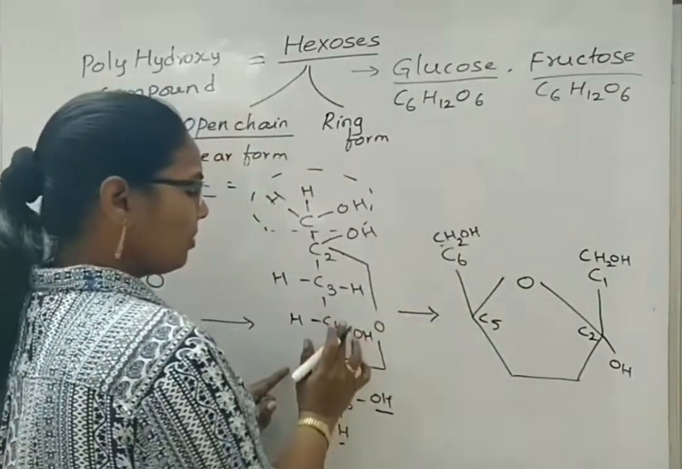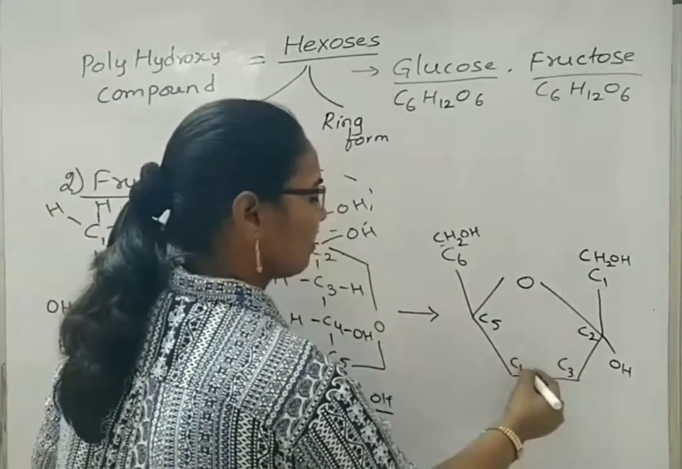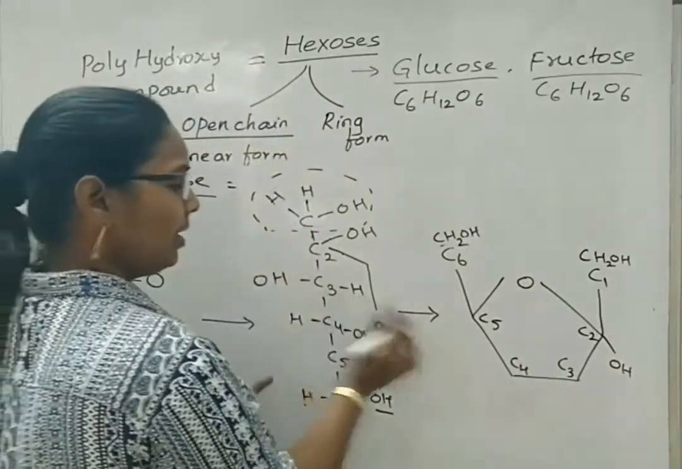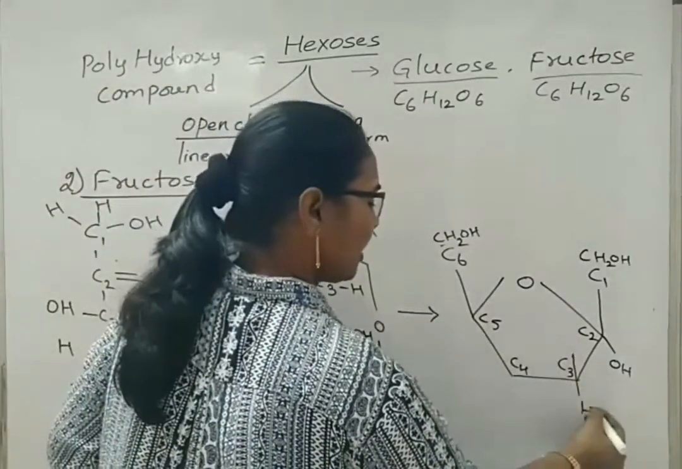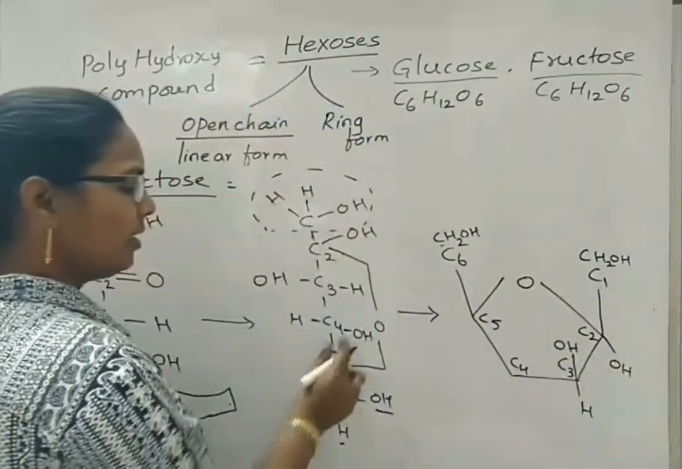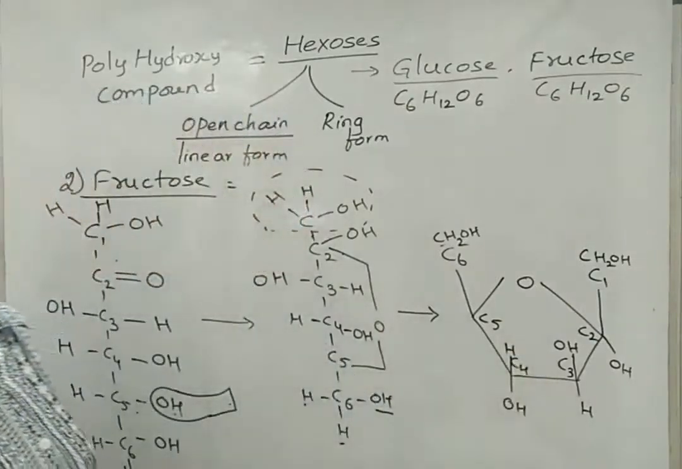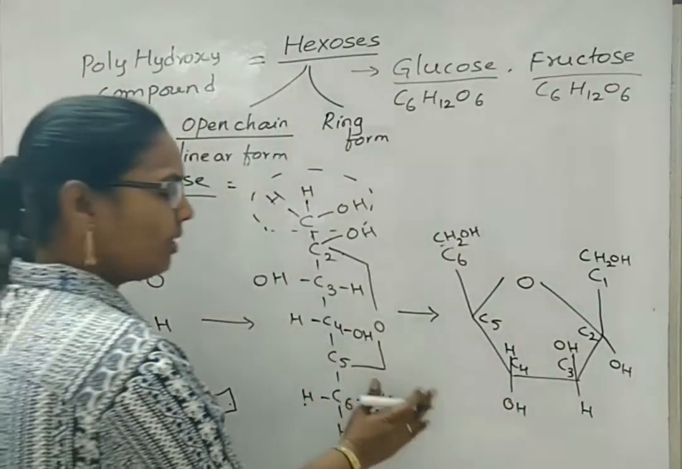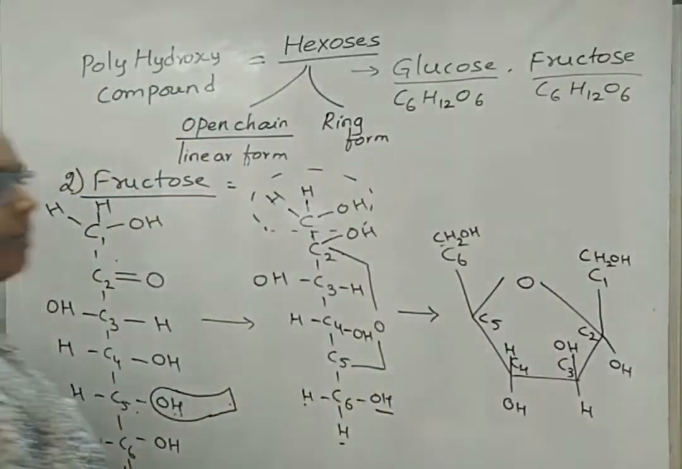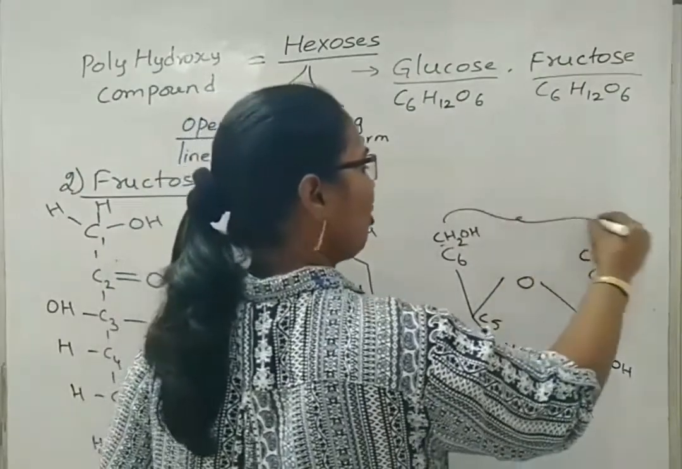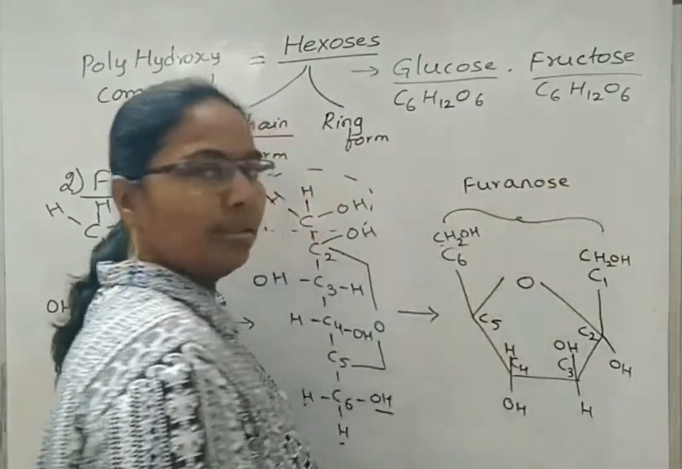Now, what about carbon 3 and carbon 4? Carbon 3 has hydrogen on one side and OH on the other side. That I am representing as hydrogen here, OH on the other side. In case of carbon 4, the arrangement of OH and hydrogen will be like this. So, the ring form has been obtained from the fructose open chain form. The name of this ring form of fructose is furanose. Furanose ring.